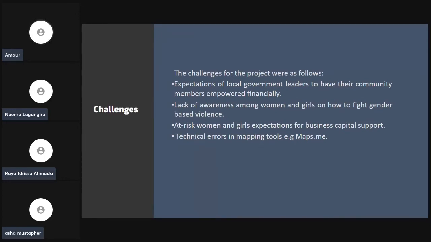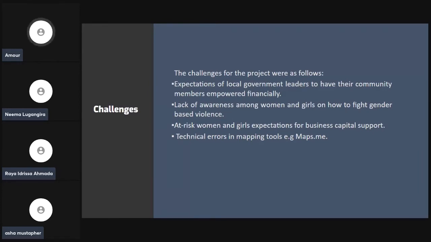And also the at-risk girls and women who have been visited by the group of mappers from Labisea also have high expectations to be supported financially, like to support them in creating businesses, so they are able to stand up for themselves.